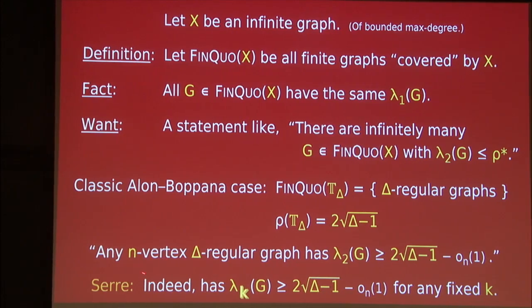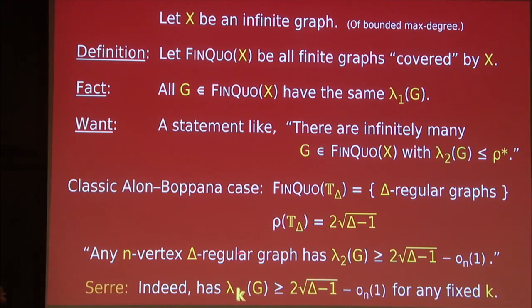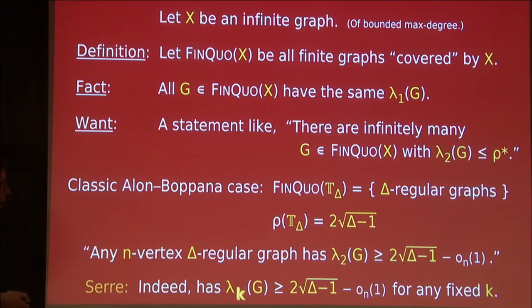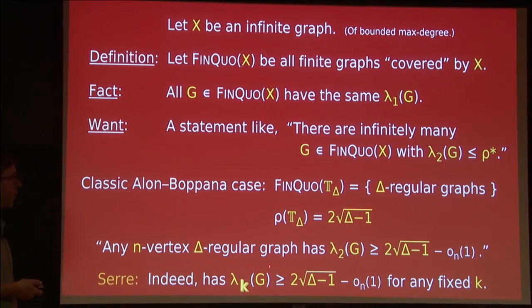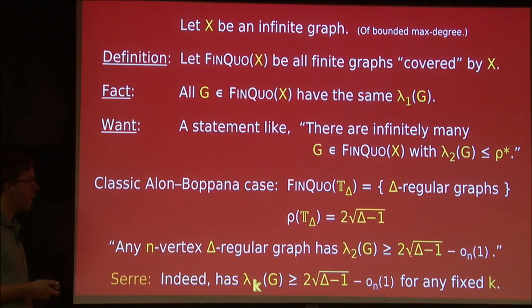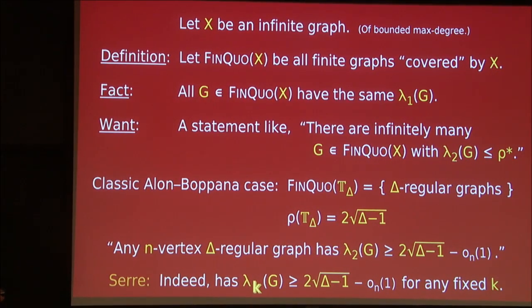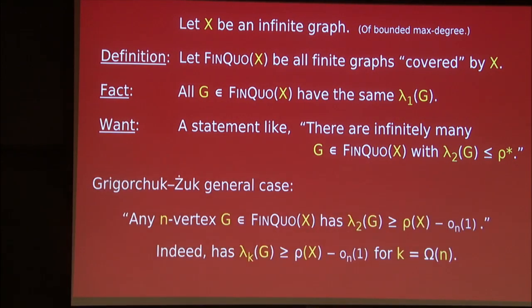In fact, others, including Serre, showed that for any k, like 10 or 100, even the 100th eigenvalue of G has to be at least this number, minus little o of 1. In fact, this is true even for a constant fraction of n. But I won't get too excited about this, and mainly just remember this fact that the second eigenvalue basically has to be at least the spectral radius of T sub delta, and in general, as was proven by Grigorchuk and Zuk, it has to be at least the spectral radius of the infinite graph X, or any infinite graph X that covers G.